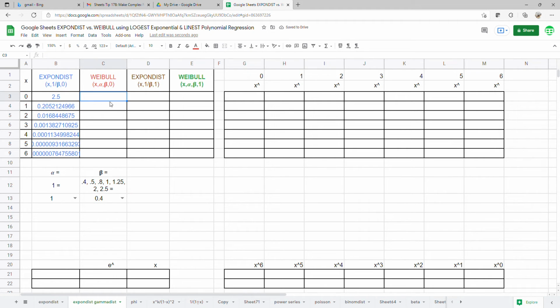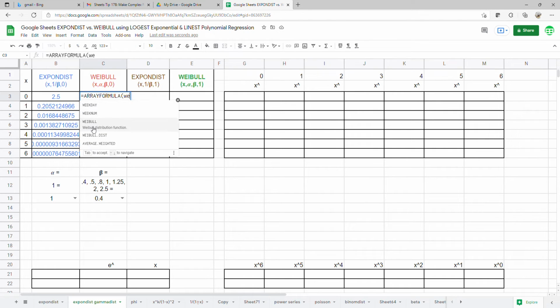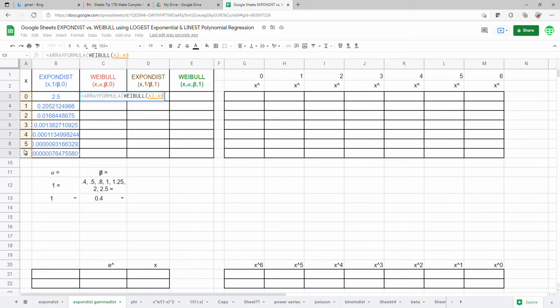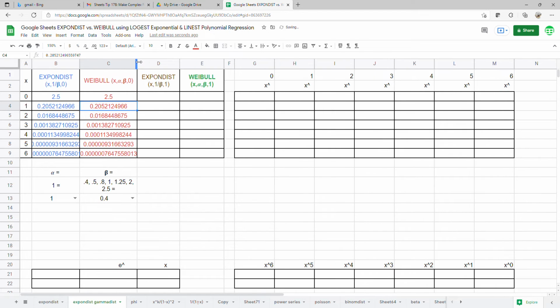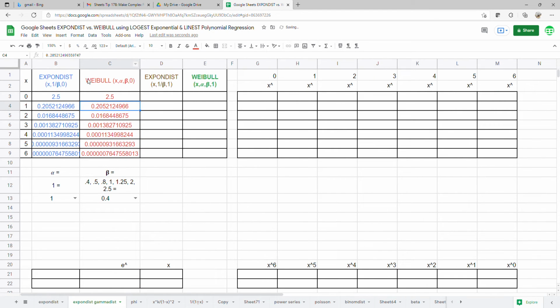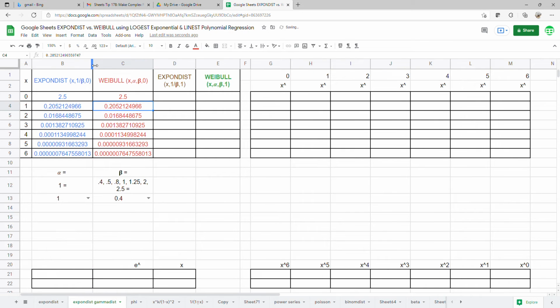Likewise, the Weibull function. Our formula, Weibull of the x values, our alpha is 1 because we're comparing EXPONDIST, and the beta is this, and 0 because this is the probability density function. You'll notice these values are exactly the same, but just increase this. They're way big.